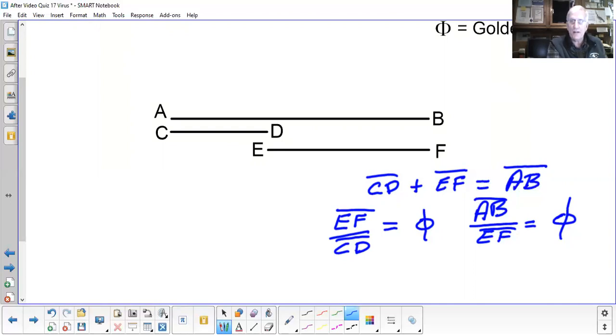The two shorter ones add up to the length of the longer one. If you take the middle length of the segment and divide it by the shorter length segment, you should get phi. If you take the longer length segment, AB up there, and you divide it by the length EF, the middle length segment, you should also get phi. If those configurations do exist with those segments, they are then referred to or called golden sections. Okay, we're going to be talking a lot about the golden rectangle and golden sections in our discussions today.